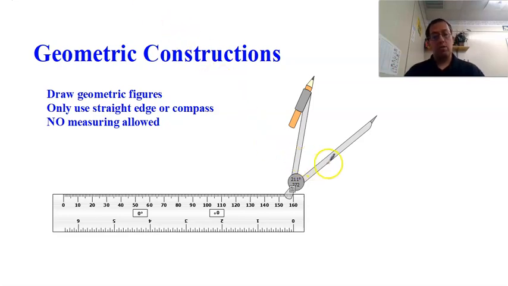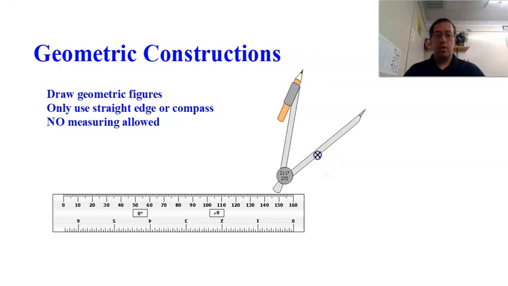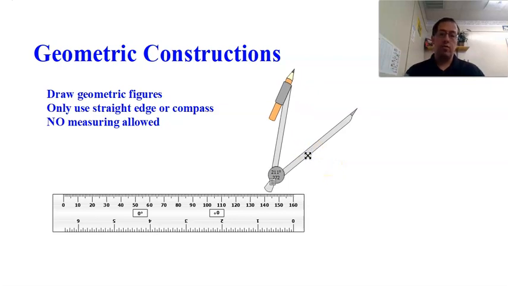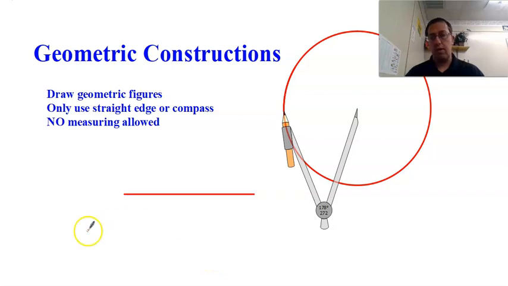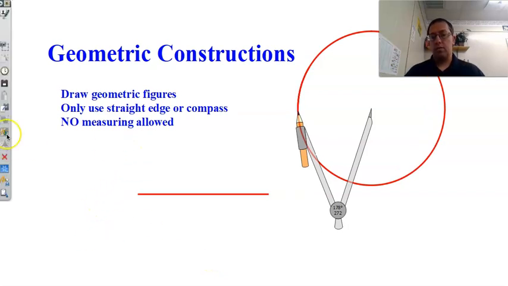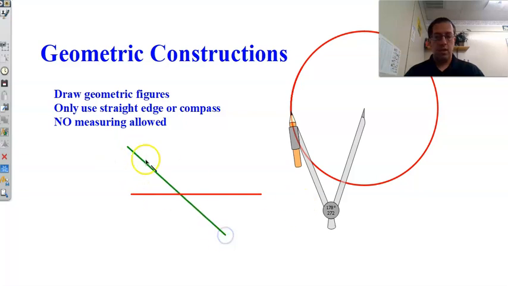So geometric constructions is a very precise way of drawing geometric figures, but all we're allowed to use is a compass for drawing circles, or a straight edge for drawing lines. Now we said no measuring is allowed, so I am not actually going to use this ruler here. I'm going to get rid of that because that allows for measuring. So I'm just going to use a little straight line tool. Anything will work for a straight edge. You can just use the edge on a piece of paper, and that's a straight edge.